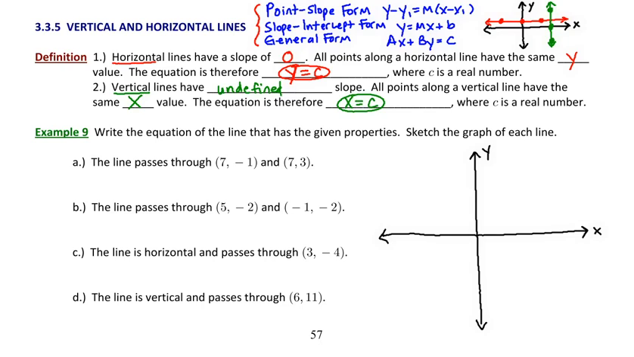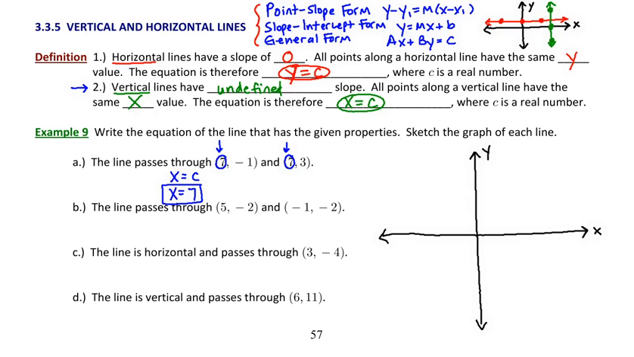So on part A, we want to write the equation of the line that passes through the points 7, -1, and 7, 3. Now, if you look at those 2 points, the first thing that probably catches your attention is that they have the same x value. Remember, if they have the same x value, the line must be vertical. And the form for the equation of a vertical line is x equal to a number. Well, you can probably guess that specific number is going to be 7, because those are the x values that I see in each ordered pair.